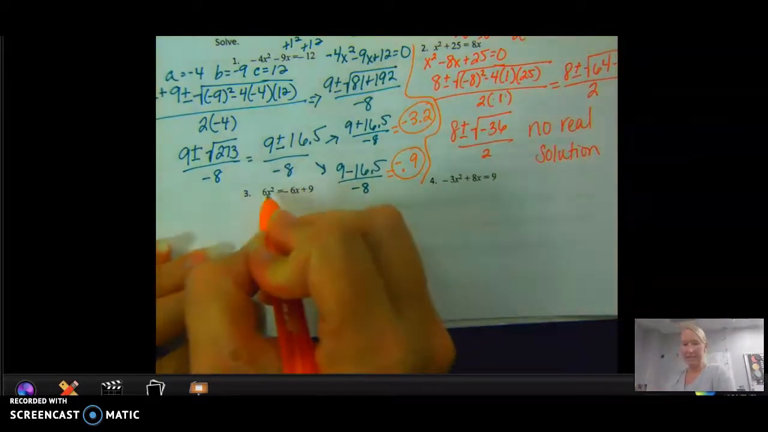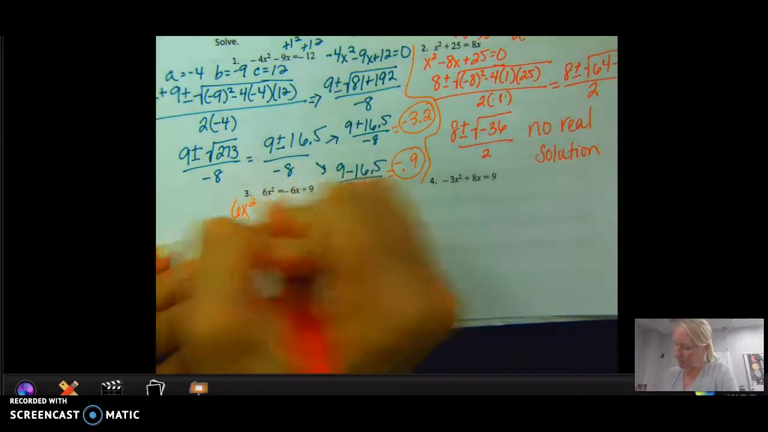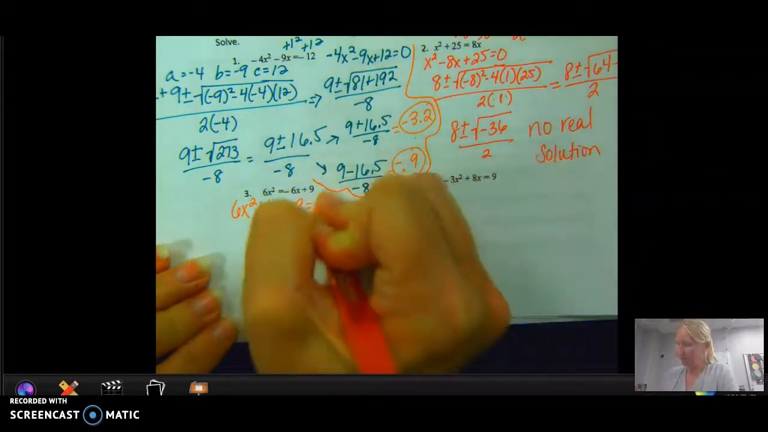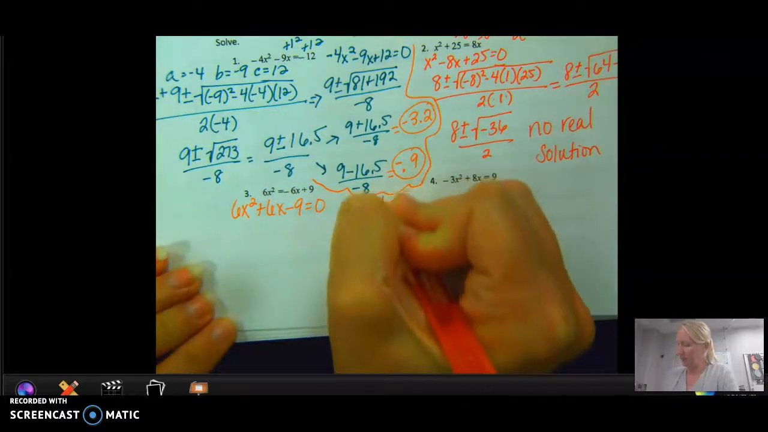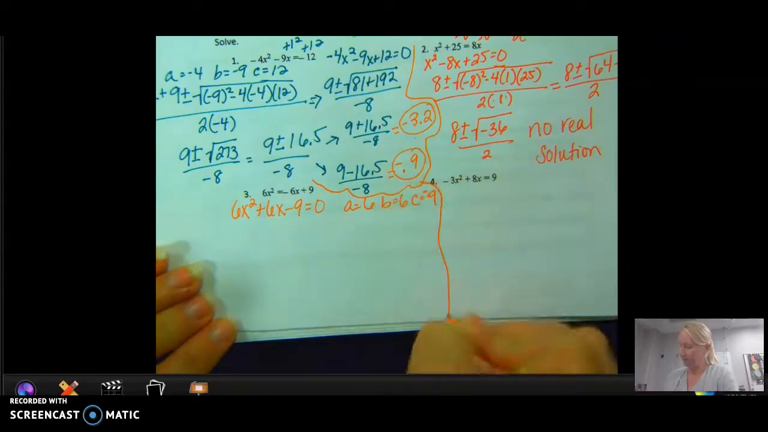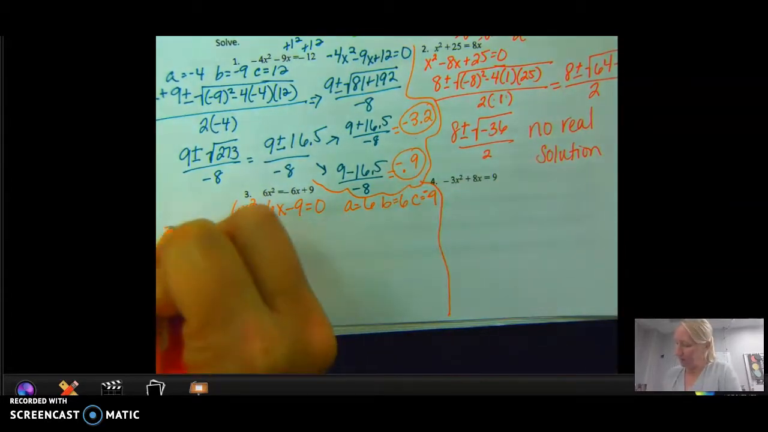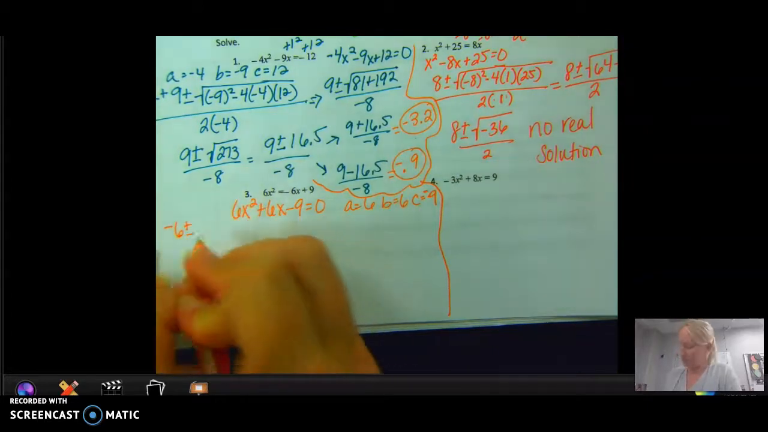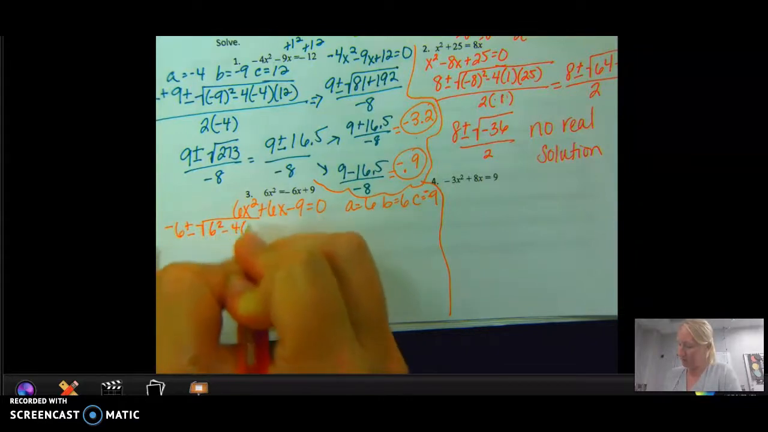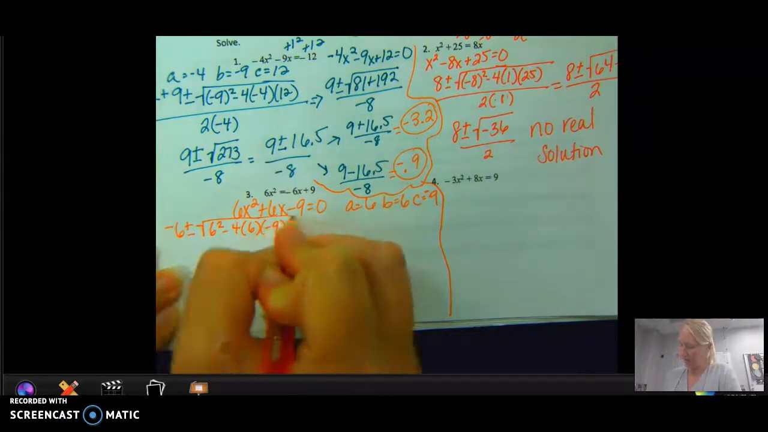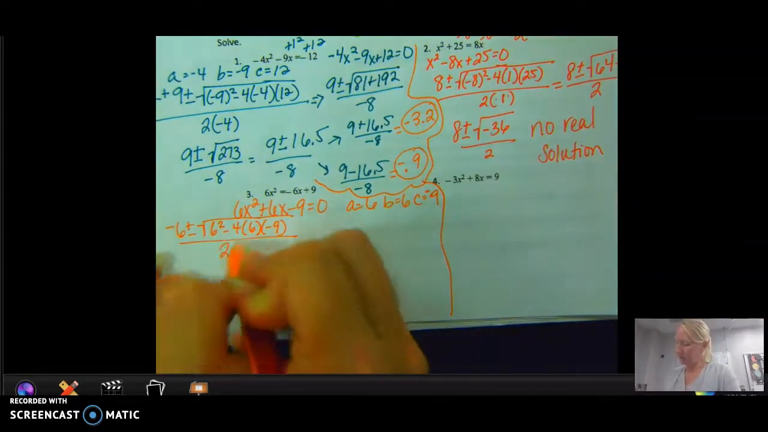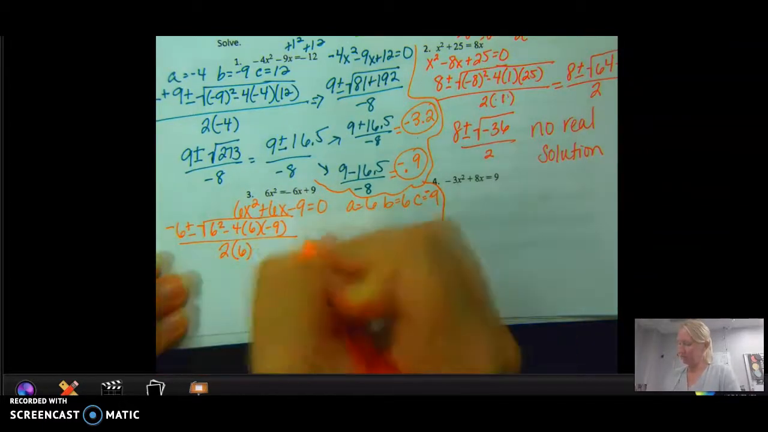Okay, on this one, I'm going to add 6x to both sides, so I get 6x squared plus 6x, and then I'm going to subtract 9. That equals 0. A is 6, B is 6, and C is negative 9. All right, so negative B, so negative 6 plus or minus the square root of B squared, 6 squared minus 4 times A times C. Sorry, guys. All that over 2 times A, which is 2 times 6.